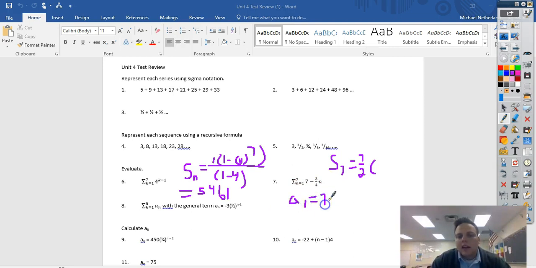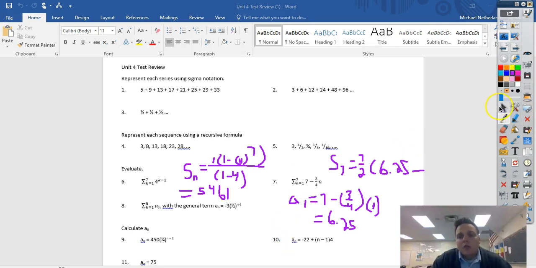Okay, so we get 7 minus 3/4 times 1. Okay, well, 3/4 times 1 is just 3/4. 7 minus 3/4 is just 6.25. So our first term is just 6.25. Now we need to know our last term. Okay, so instead of plugging in a 1, I'm just simply going to plug in a 7.